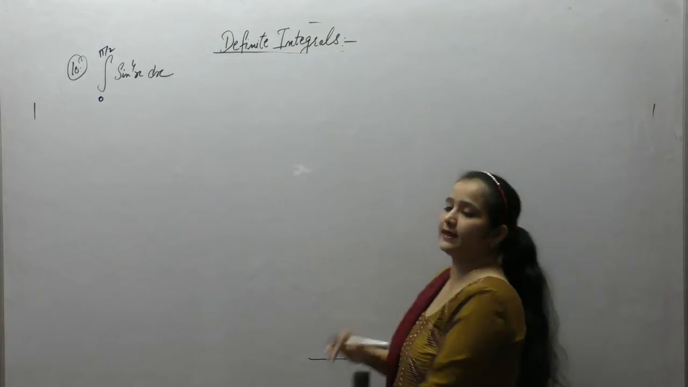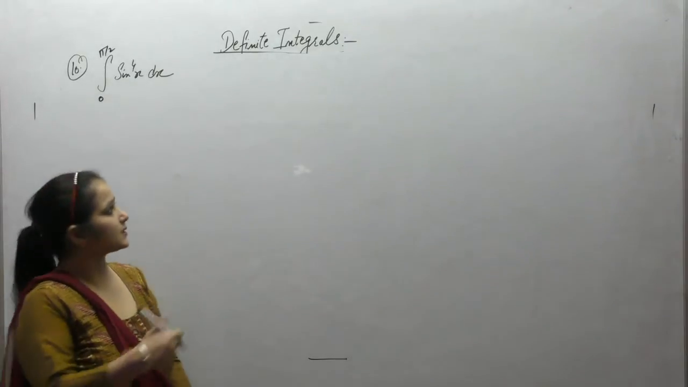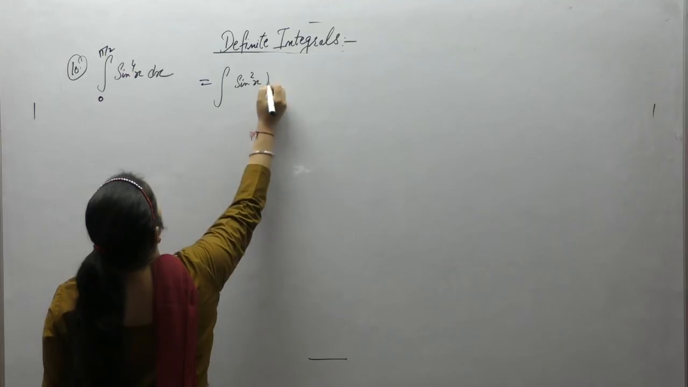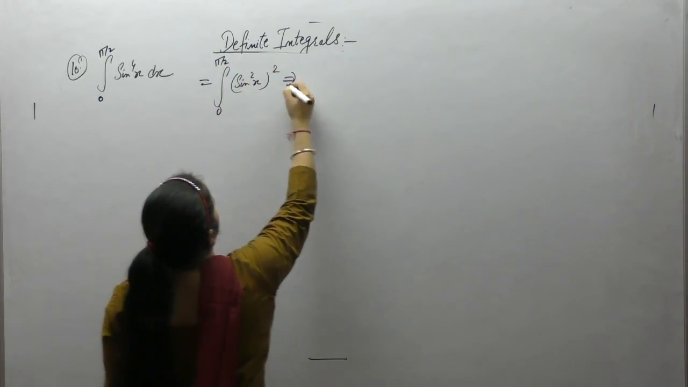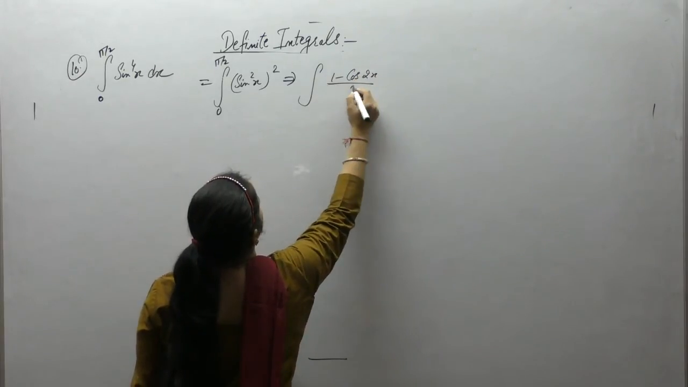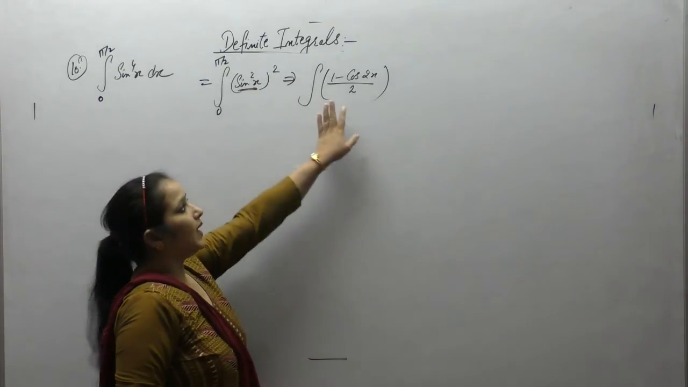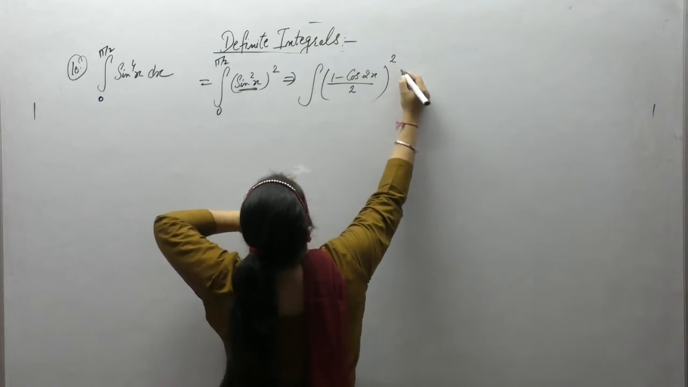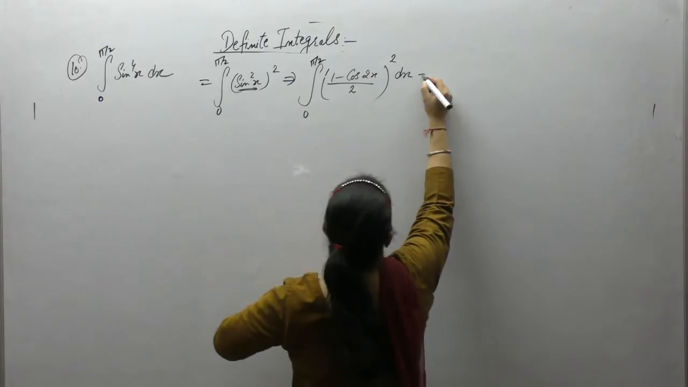We can write sin⁴x as (sin²x)². What is the value of sin²x? It is (1 − cos 2x)/2. So we get ((1 − cos 2x)/2)² dx, with the limit going from 0 to π/2.